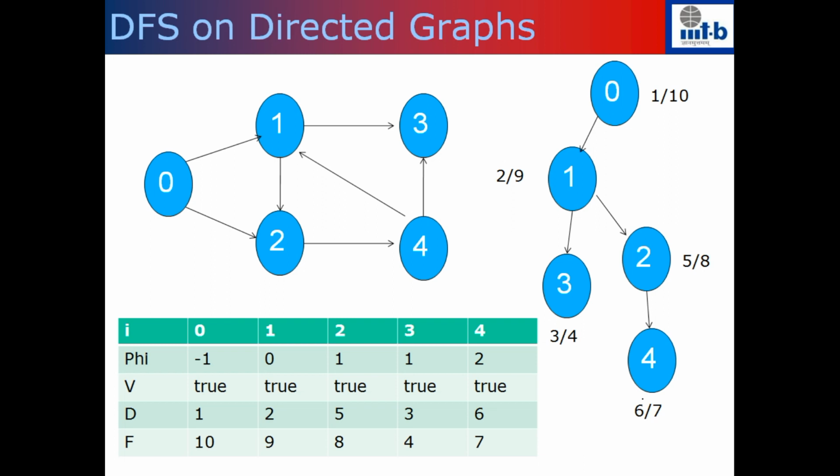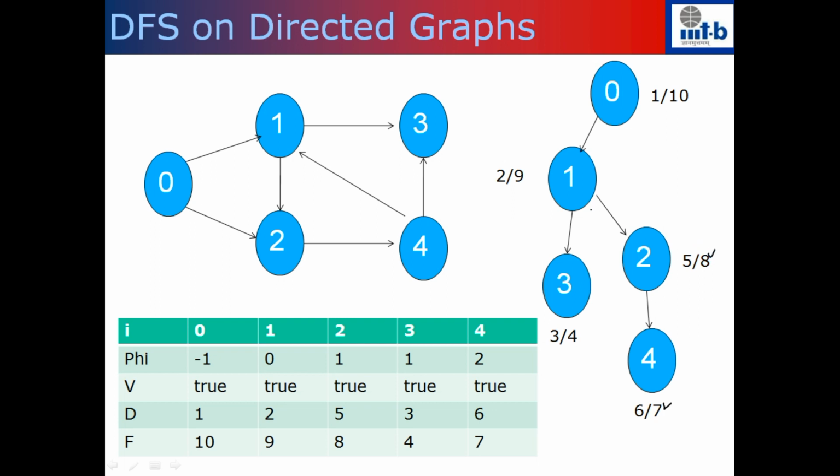Now from 4 there are 2 outgoing edges, but both of them have been visited. So I will go further only if I see a vertex which has not been visited. So all the vertices which are adjacent to 4 have been visited. So I have nothing to do. So what I do is that I set the finish time and come back. So all the adjacent vertices of 2 also have been visited. So I set the finish time.